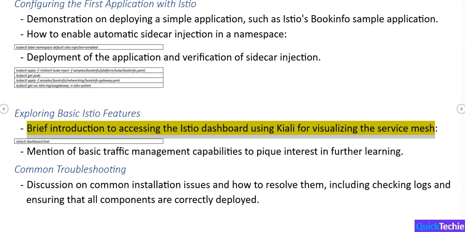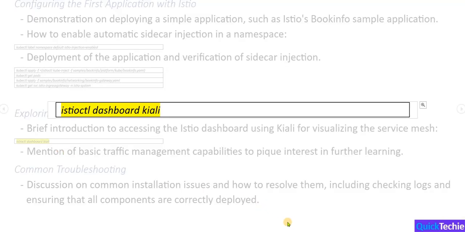Kiali is an observability console for Istio that provides a detailed graphical representation of your service mesh. It shows how microservices are connected and how traffic flows between them, along with metrics, logs, and traces. To access Kiali, we use a command provided by Istio, which opens a local port on your machine and forwards it to the Kiali service running in your cluster. This command will open your default web browser to the Kiali dashboard. If it doesn't open automatically, you can manually navigate to localhost on the specified port displayed in your terminal.